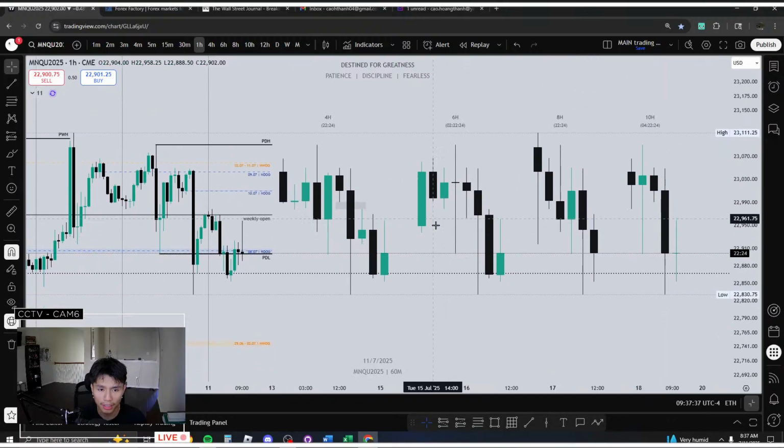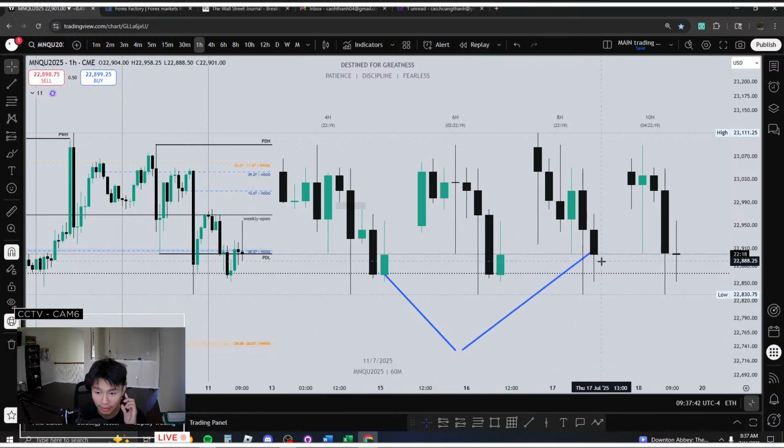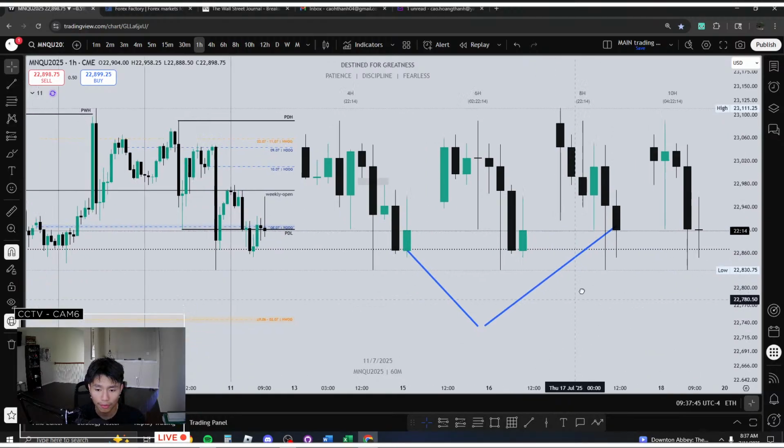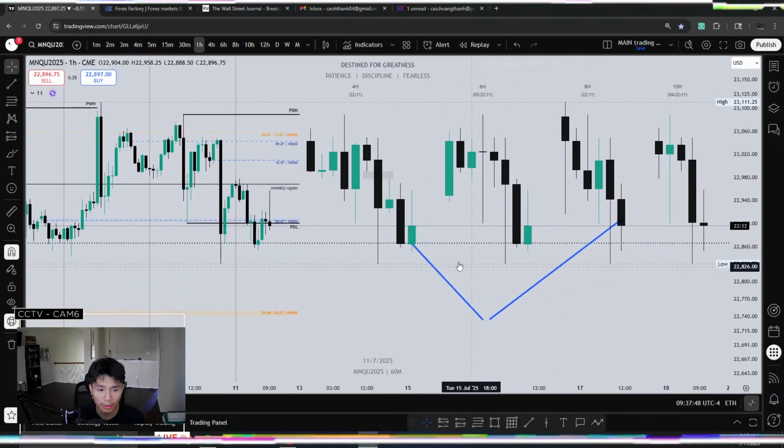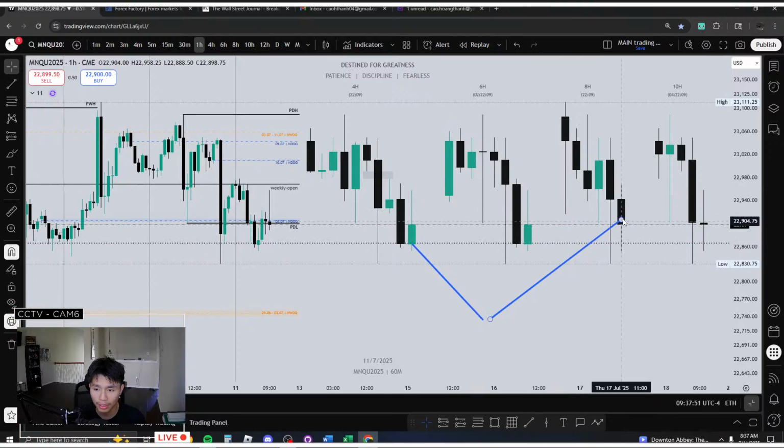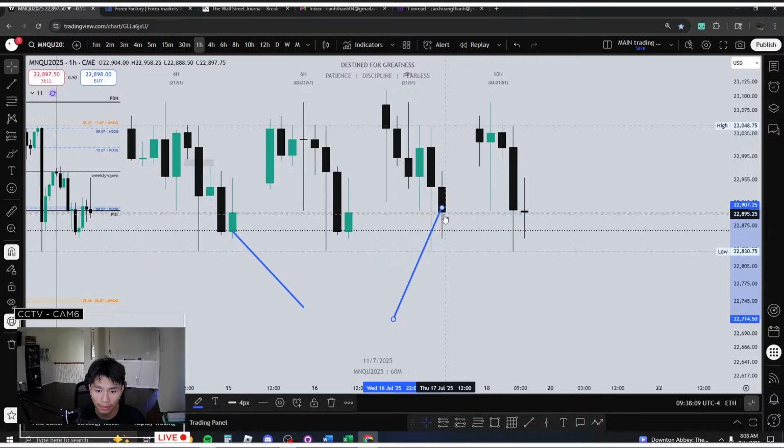Depending on how this 4-hour candle closes and this 8-hour candle closes, that will give me a bias for the morning session today, right? If we close bearish on the 4-hour candle, then I'll be targeting the 4-hour low. And if we close bullish, then I'll be targeting the 4-hour high. Same concept applies to this 8-hour time frame. If this 8-hour candle closes bullish, then I'll be targeting the 8-hour high. If we close bearish, then I'll be targeting the 8-hour low.